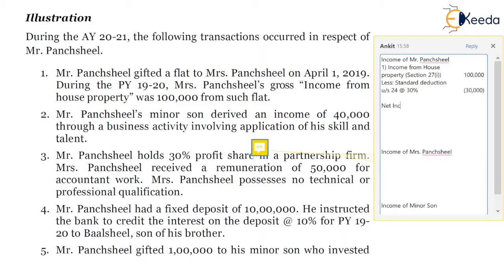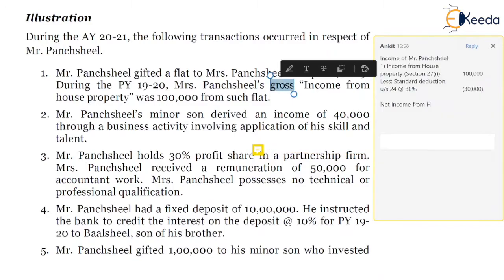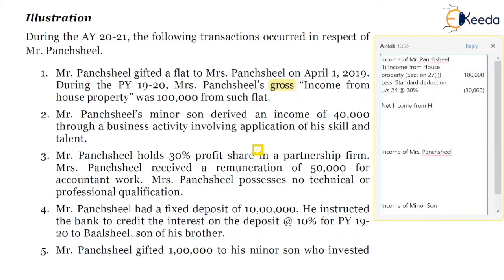Net income from house property. As gross was mentioned, here you can see the gross word has been used, right? Since gross word has been used, we will assume that standard deduction is not considered. We will provide standard deduction over here. So net income from house property is nothing but 70,000.